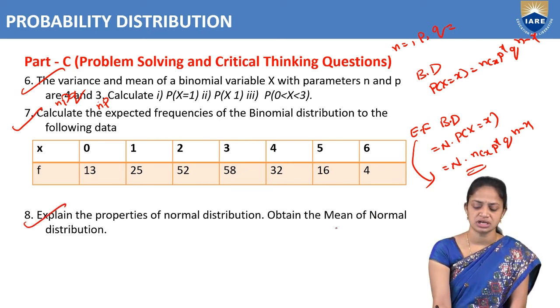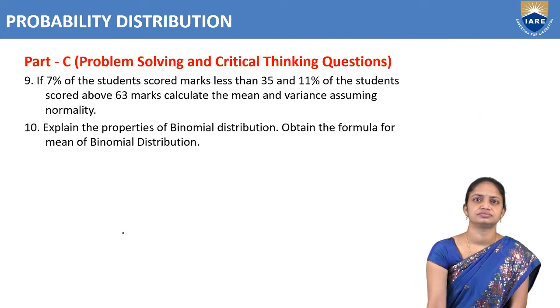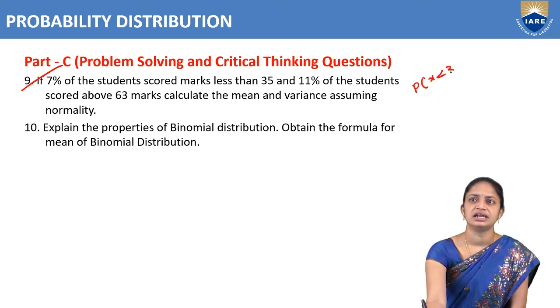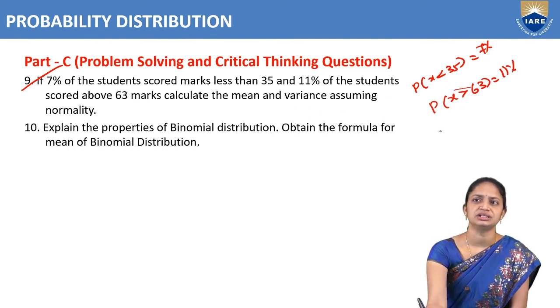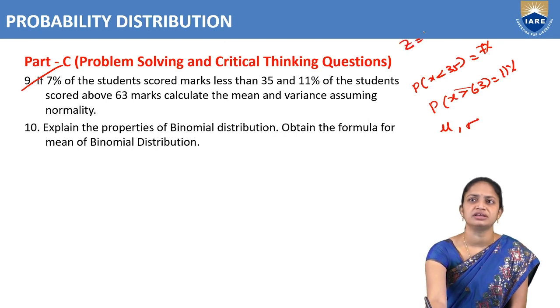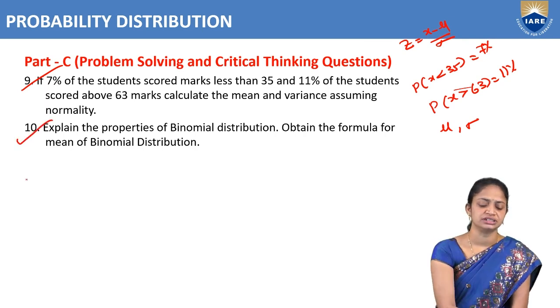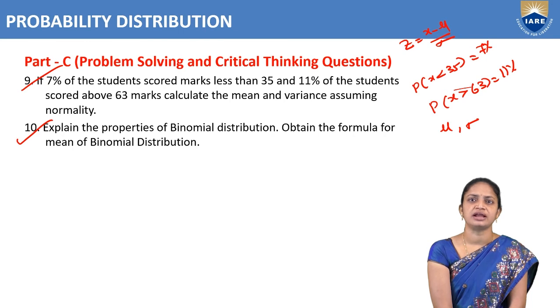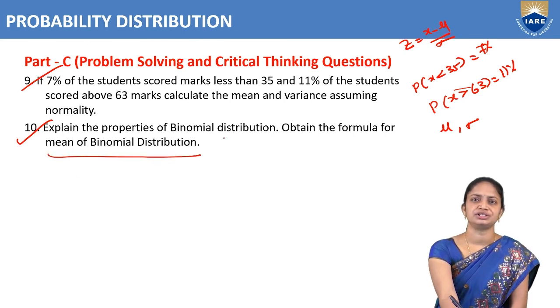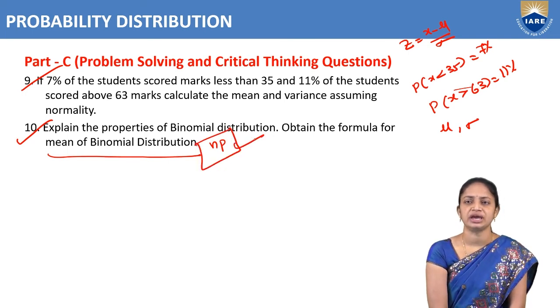The 8th question is also a derivation, the mean of the normal distribution. And the 9th question is 7% of the students score less than 35. So P of x less than 35 equal to 7%, and P of x greater than 63 equal to 11%. Okay. So this is also a normal distribution problem. So in that we can calculate mu and sigma. But here the formula is Z equal to x minus mu by sigma. And the last question is explain the properties of binomial distribution and obtain the formula for mean of the binomial distribution. The mean of the binomial distribution is NP. We have to derive NP. So this is also a derivation.